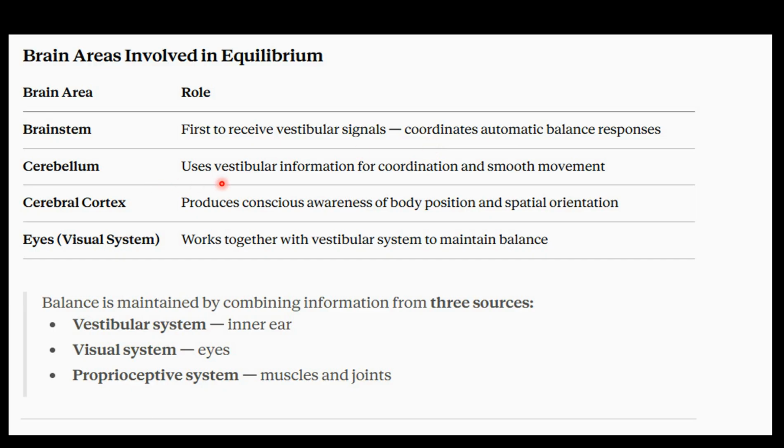Then we have cerebellum that uses vestibular information for coordination and smooth movement. After that we have cerebral cortex that produces conscious awareness of body position and spatial orientation. After that we have eyes or visual system that works together with the vestibular system to maintain balance. So now we can say that balance is maintained by combining information from 3 sources, which include the vestibular system, that is inner ear, visual system, that is eye, and proprioceptive system, that is muscles and joints. Okay, so I hope this entire portion is clear to all of you.